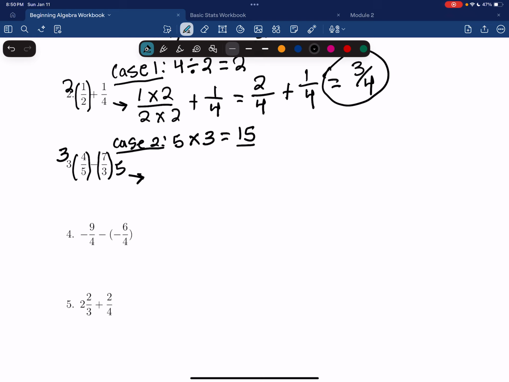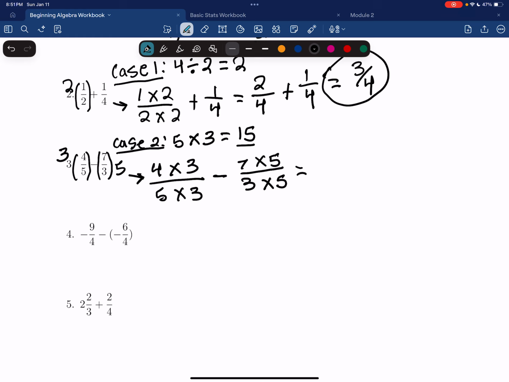So writing this out, we get 4 times 3 over 5. Oops, not 5. Over 5 times 3, my apologies. Minus 7 times 5 over 3 times 5. Now I'm writing out everything that we're doing so no one gets lost. So it might look like a lot, but I'm writing out everything that you need to do.